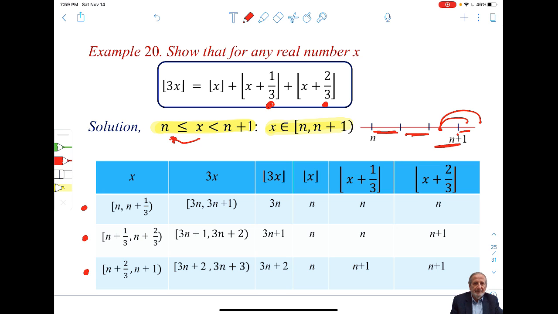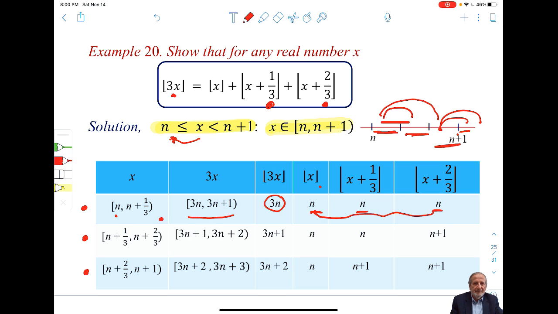So in this case here, you multiply by 3 because I need 3x. See? You get this. Now, what is the floor function of 3x? Is 3n. What is the floor function of x? Is n. Now, I am here now. If I add 1/3 or if I add 2/3, I'm going to still be between n and n plus 1. That's why the floor function will be n here, and n here. When you add these 3 together, you get 3n.